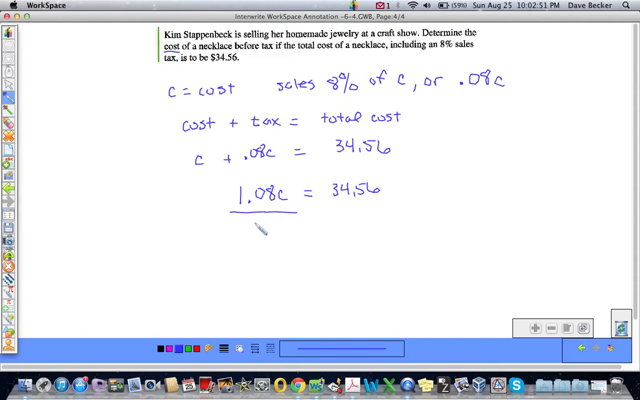I'm going to divide by 1.08. And I get, see, I haven't been showing you the cancel. That cancels and becomes 1. And I get a cost of $32 before tax.